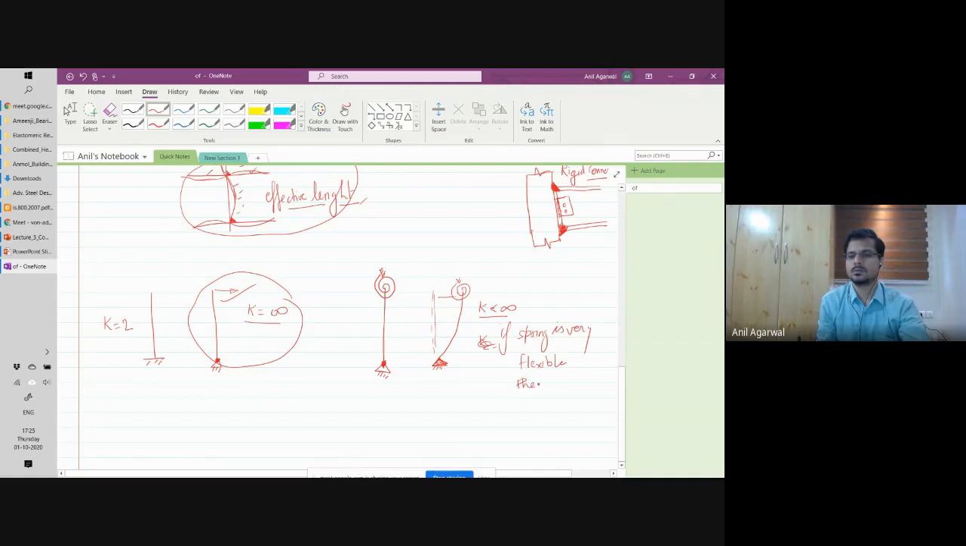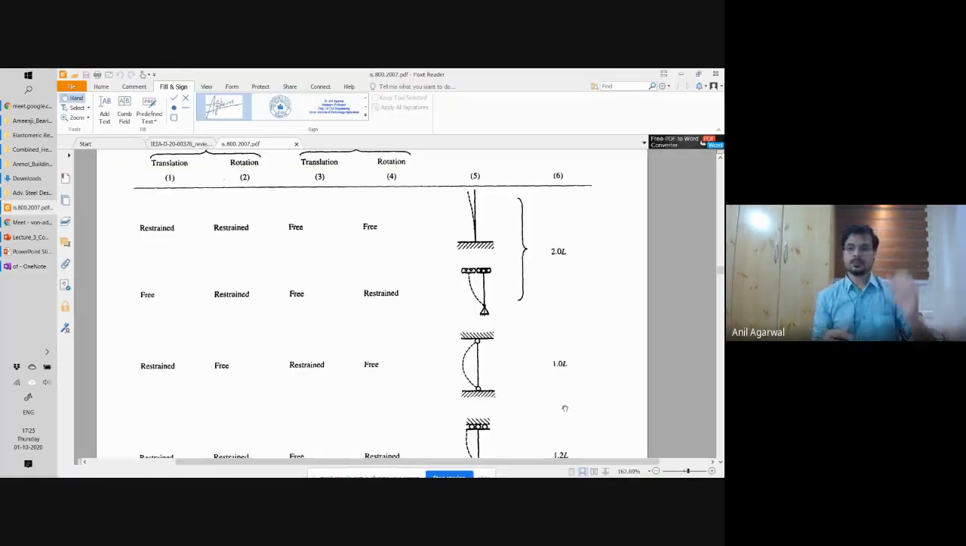Then K value will be equal to infinity. Fine. So in sway frames, your K values can vary between minimum value 1 to maximum infinity. For braced frames, the value of k can vary between minimum value of what?